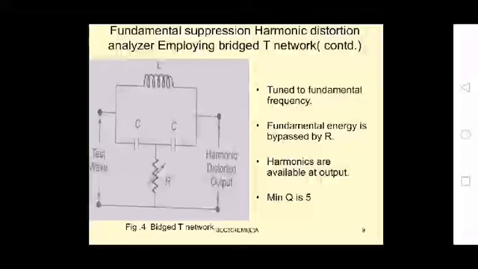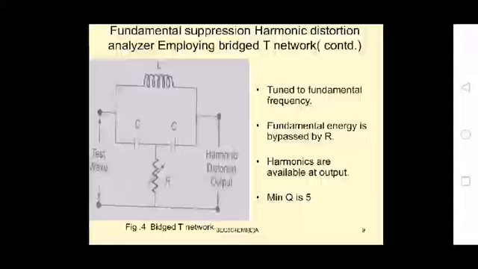So whatever the fundamental energy will be there, that is bypassed through the variable resistor. So you are varying the resistance by tuning this L and C circuit to the fundamental frequency component. When it is tuned to the fundamental frequency component, the fundamental energy will be bypassed by the resistor. Remaining energy will be your harmonic, so that is going directly to the output. For this one, the quality factor should be minimum 5.